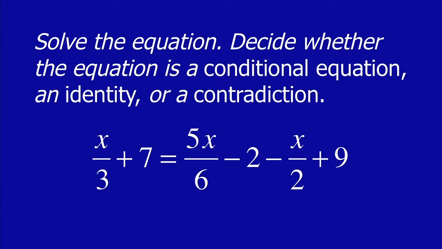Solve the equation. Decide whether the equation is a conditional equation, an identity, or a contradiction. x divided by 3 plus 7 equals 5x divided by 6 minus 2 minus x divided by 2 plus 9.